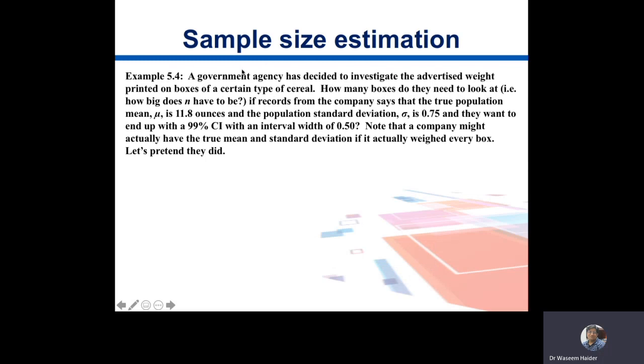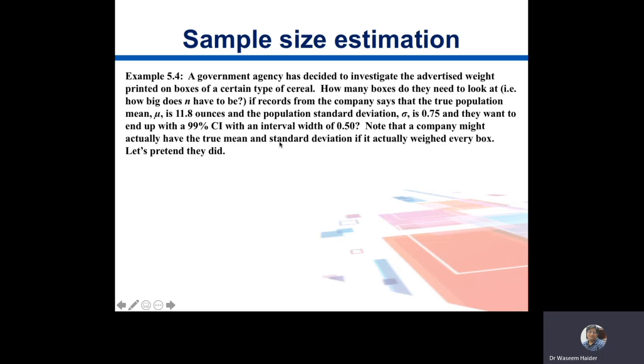In the second example, a government agency has decided to investigate the advertised weight printed on boxes of a certain type of cereal. How many boxes do they need to look at? That is, how big does n have to be? The records from the company say that the true population mean mu is 11.8 ounces and the population standard deviation sigma is 0.75, and they want to end up with a 99% confidence interval with an interval width of 0.50. So W over here is 0.50. For the confidence interval we are using 99%, which means alpha is 0.01.